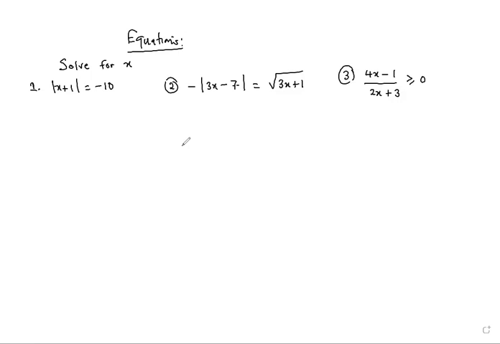Okay, solutions. For question 1, the solution set is empty because the modulus can never be equal to a negative. And for question 2, the solution set is empty because the positive root can never give us a negative number. And then we move to question 3.